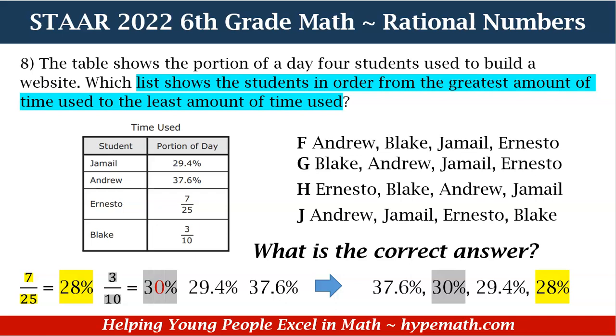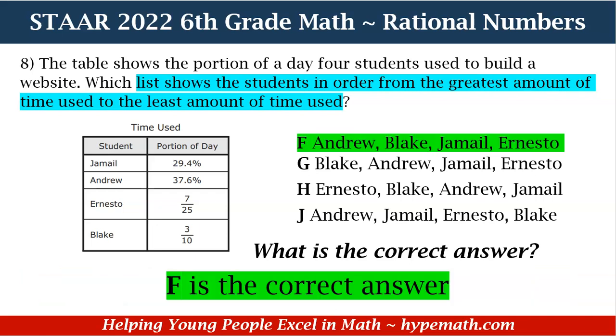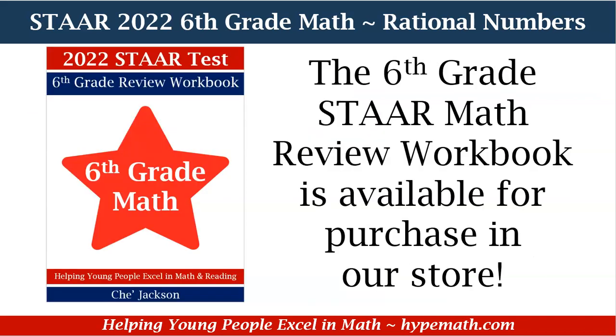So what is the correct answer based on that information? If you said F, you're absolutely correct. Our list of students in order from greatest to least amount of time is Andrew, Blake, Jamel, and Ernesto. F is the correct answer. And that is it, 6th graders.